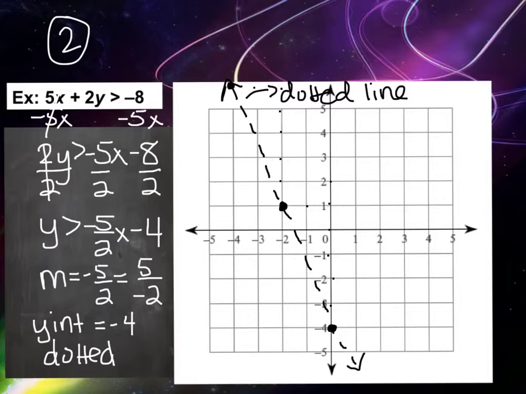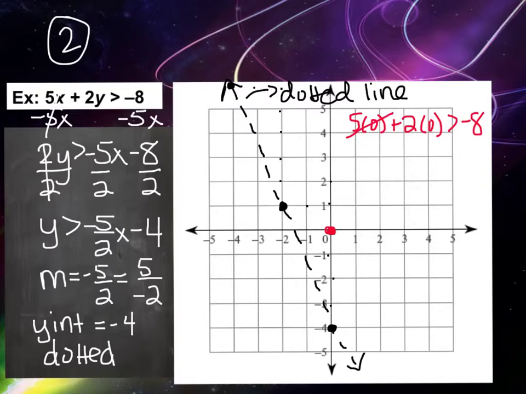Now remember, since it's an inequality, I've got to test a point. So let's go ahead and test the point. And since this line does not land on 0, 0, I'm going to test the point 0, 0. That's always the best point to test. And I'll plug it into my inequality. So I'll get 5 times 0 plus 2 multiplied by 0 is greater than negative 8. See if I get a true or false solution, and that will let me know which side to shade.